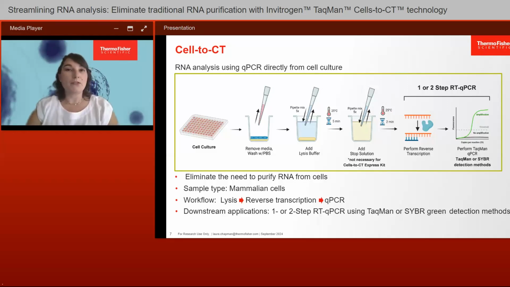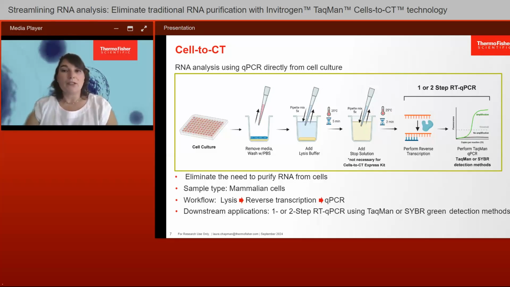That would incubate at room temperature for 5 minutes, and you would need to pipette mix or use an orbital shaker, which is a little bit easier and provides a really great mixing method, and allow that to sit for 5 minutes. We have 2 different versions of cells-to-Ct. Some of the older kits would require a stop solution, but our newest cells-to-Ct kit, which I'll go into more detail later, does not require this additional step.